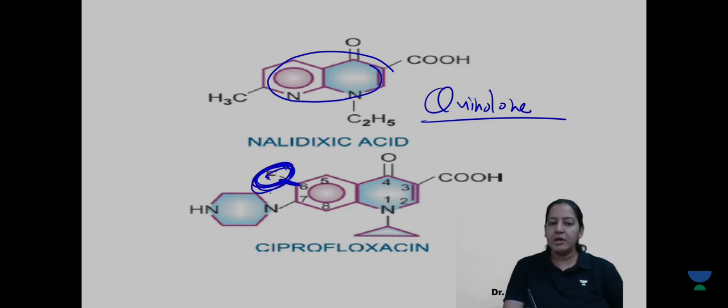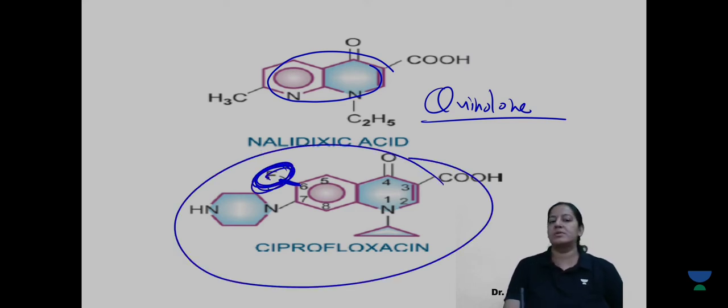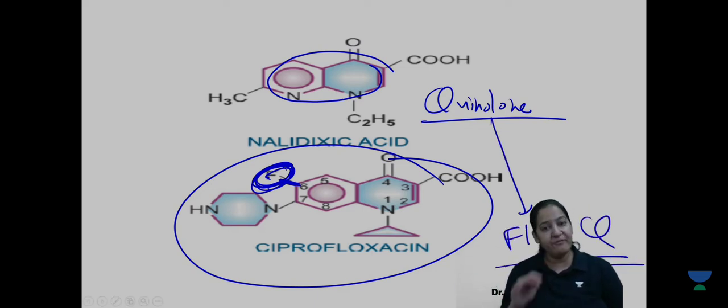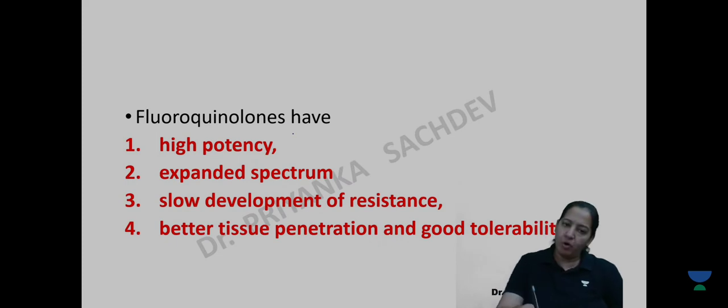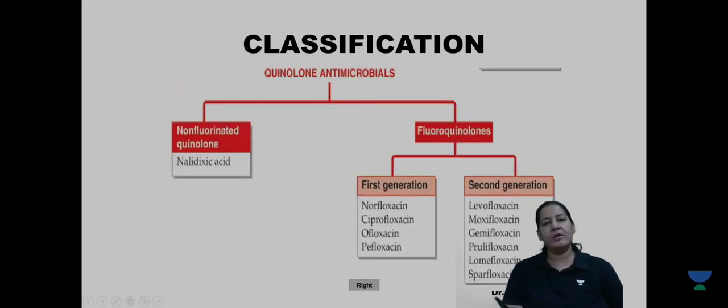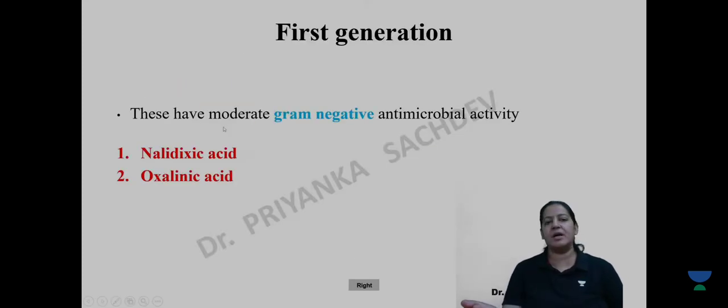We have added fluorine. Now these are known as fluoroquinolones. So fluoroquinolones are generated from quinolones. We have generated fluoroquinolones by adding fluorine to increase the activity. Give me a thumbs up. Shall we proceed ahead? So fluoroquinolones have generated. Introduction is over. Coming on the classification.